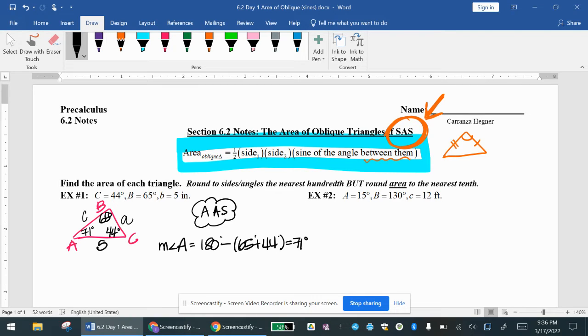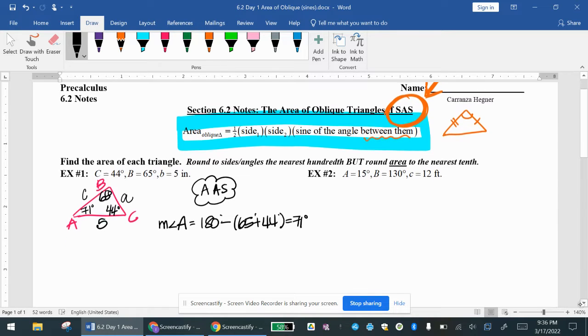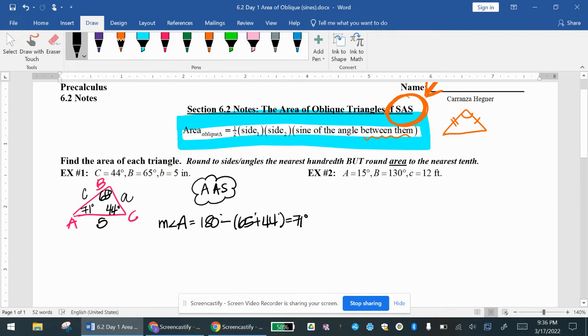For this one, I chose to find little a, but again, this is doable with other options. So sine of 71 degrees over a equals sine of 65 over 5.